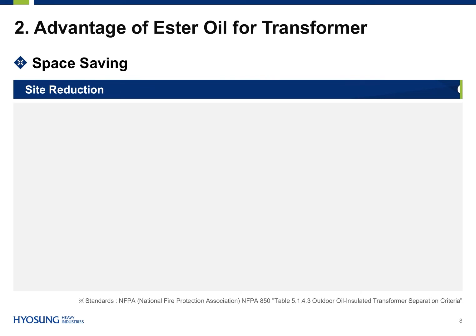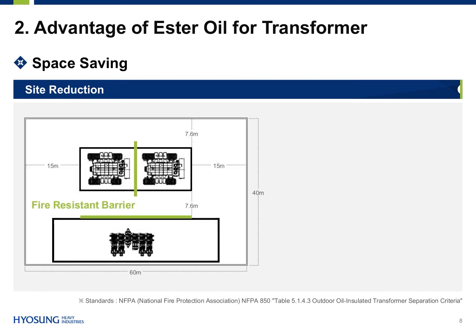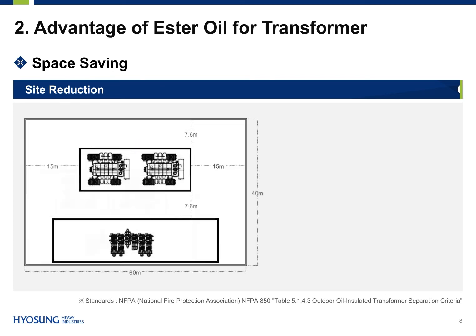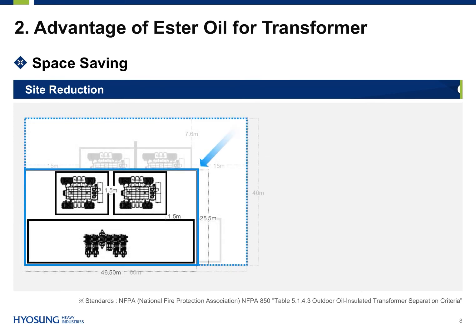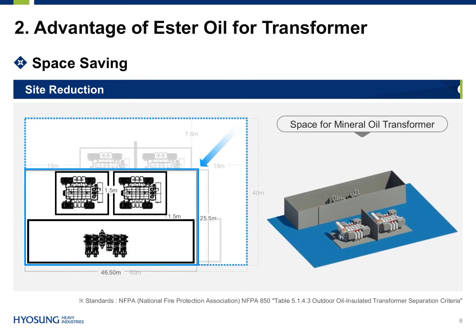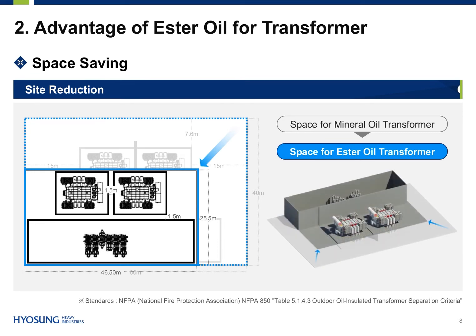We believe the most outstanding advantage of Ester Oil transformers for a substation owner is the space savings. According to NFPA standards, firewall can be removed and separation distances can be reduced. As shown in this simulation, the substation area for transformers could be reduced by approximately 50% when ester oil is applied. The simulation is based on case studies of 2 units of 3-phase, 230 kilovolts, 250 megavolt ampere transformers.